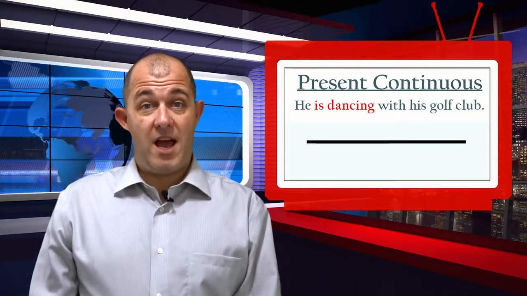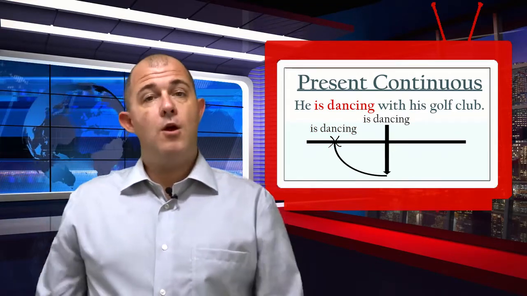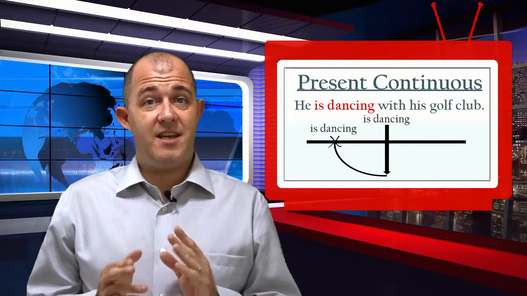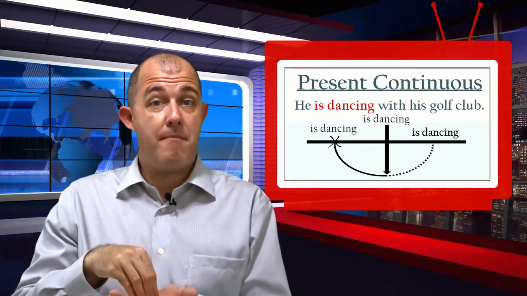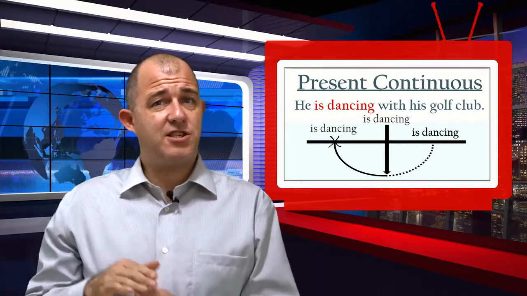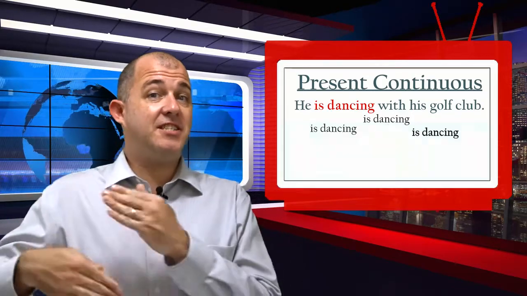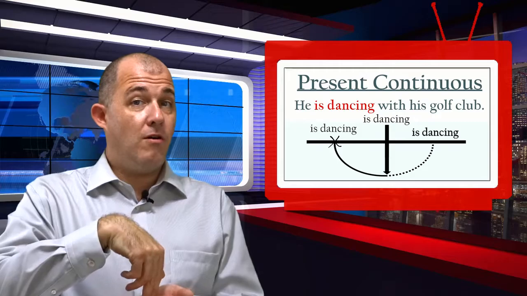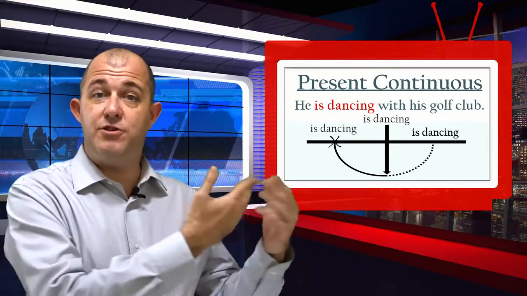First, we have, he is dancing with his golf club. What this communicates is an action that is happening right now at the time of speaking. So we have an action that started a little while in the past, it has continued until now, and it will continue for some time into the future.